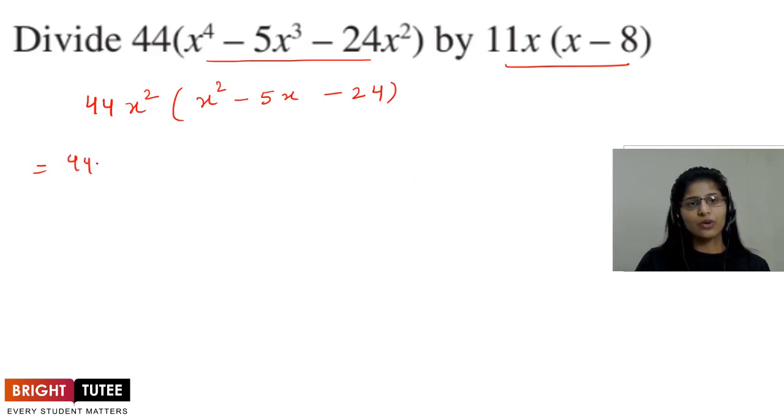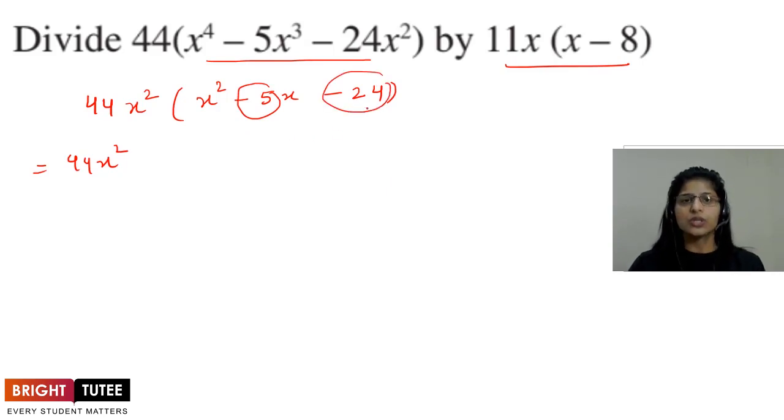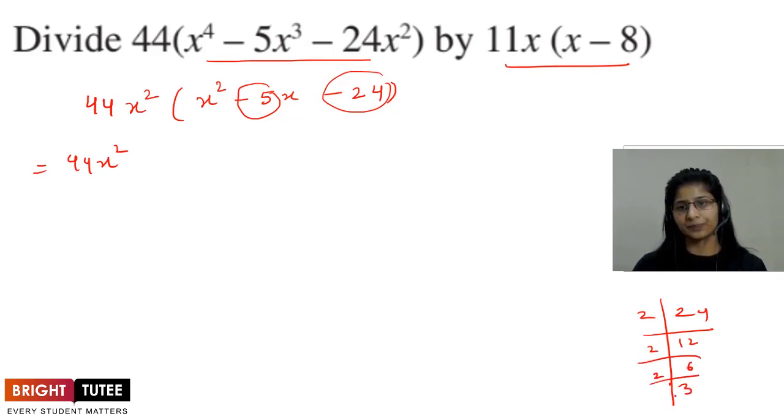So 44x square. Now the sum is to be minus 5 and the product has to be minus 24. So 24, just to see how you can get minus 5 from it. You factorize it. 12, you get 6, right? Then you get 3, and then you have 3. So 2 2s are 4, 4 2s are 8, 8 3s are 24. Yes, we get it. So we can just form 8 and 3.